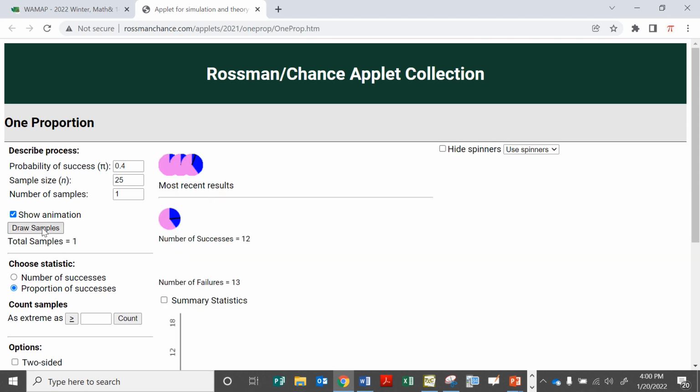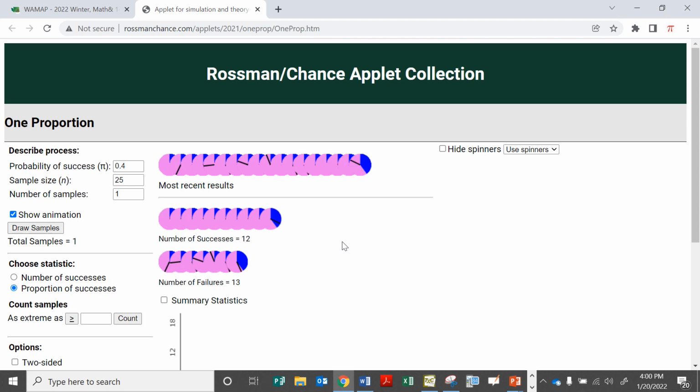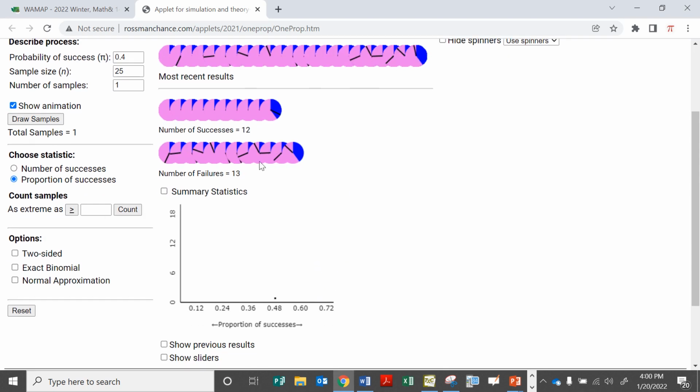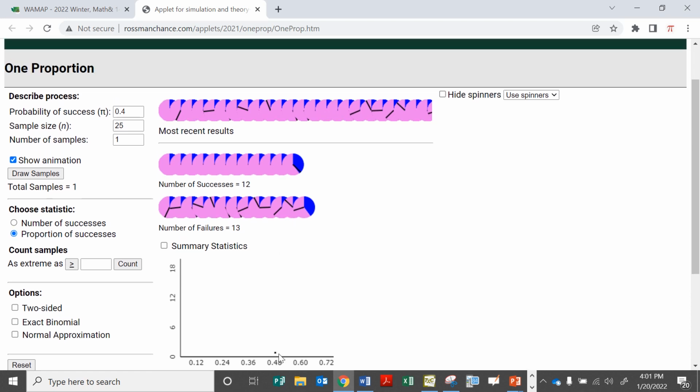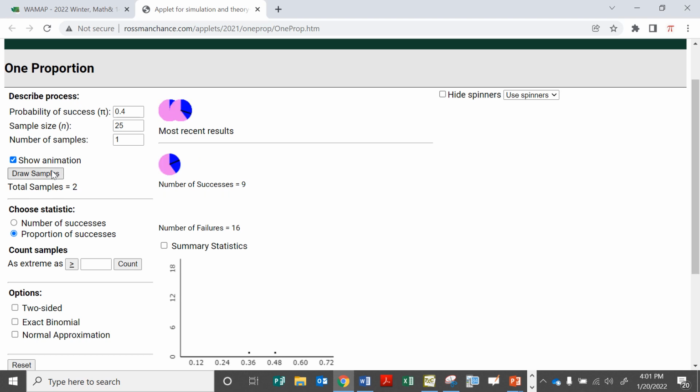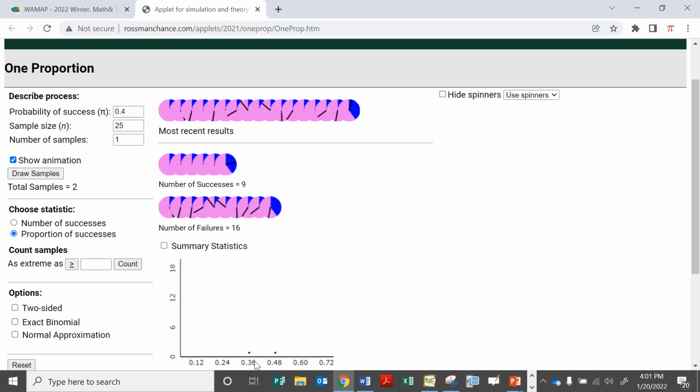So when I draw a sample, you can see how this works. We spin the spinner, and blue represents a woman being hired, pink represents a man being hired, and 12 out of the 25 were women, and so that gives us a proportion of 0.48, meaning in this simulation, we simulated it, and 48% of the positions went to women. Go ahead and do another one here. So here we go, 9 out of 25. And 9 divided by 25 is 0.36.